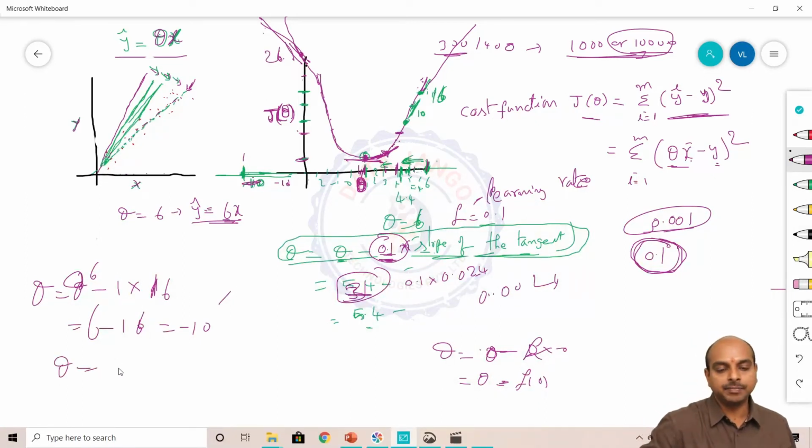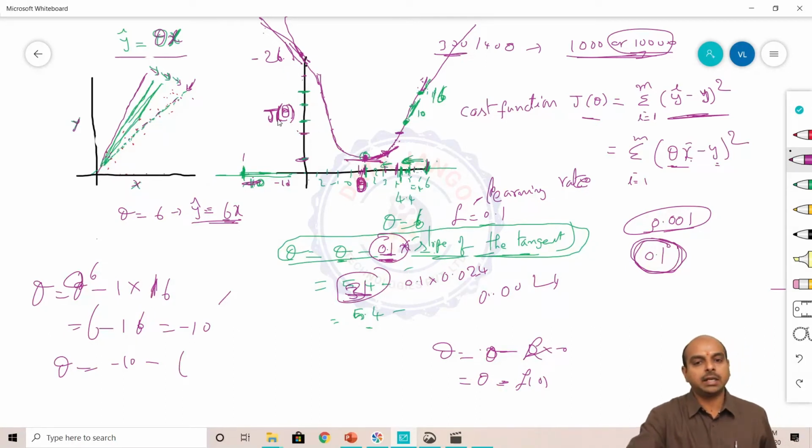Theta is equal to minus 10 minus the slope. The slope is going to be negative on this side, because here J of theta is going to be more than J of theta plus h. So it's going to be negative here. So you put 26 here, or maybe 28, or maybe it's going to be plus 18. So from here it's going to go to 18 here.